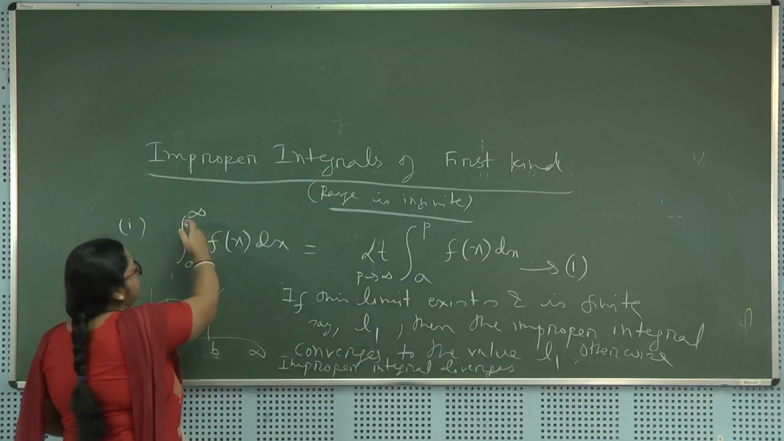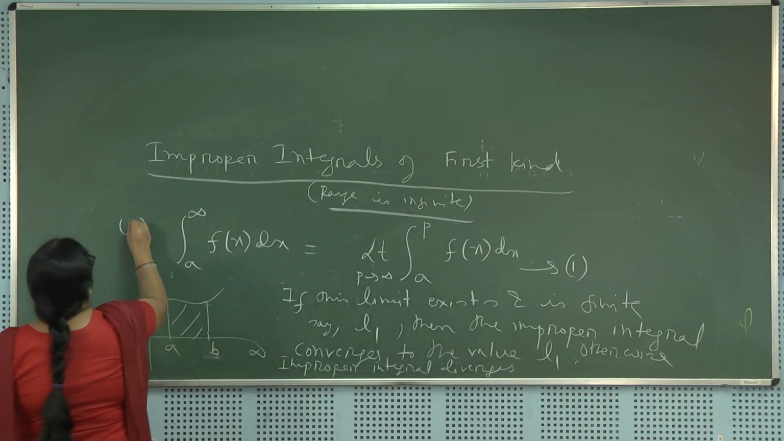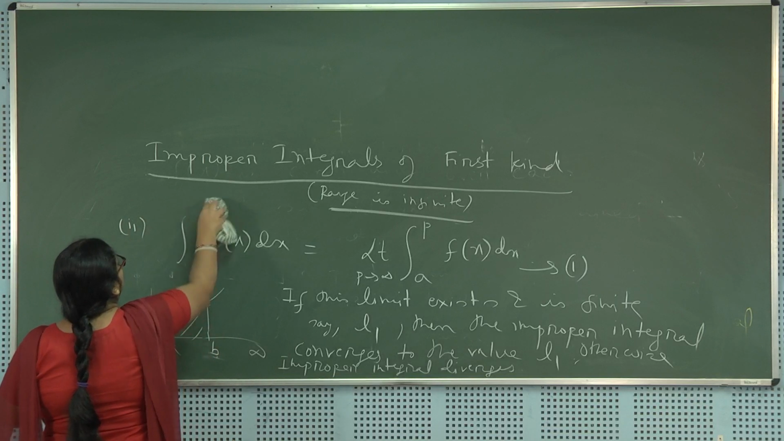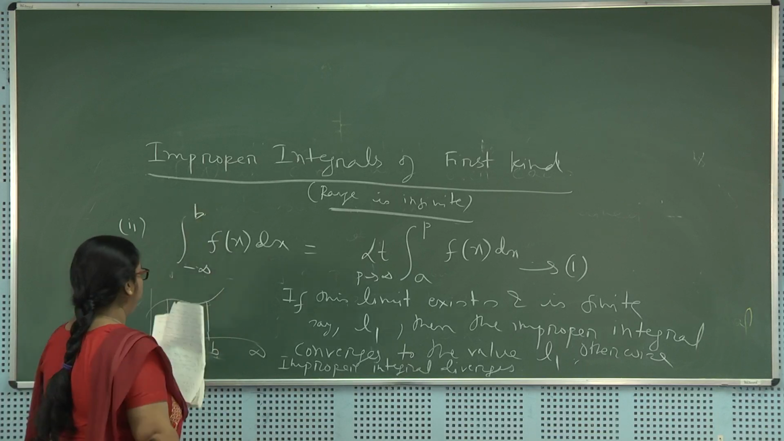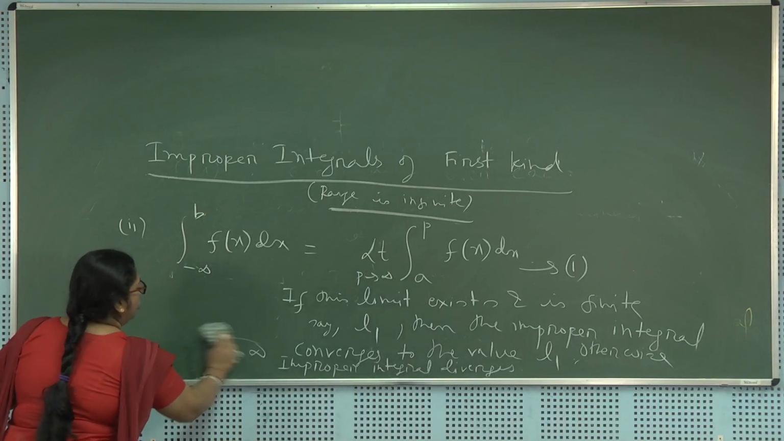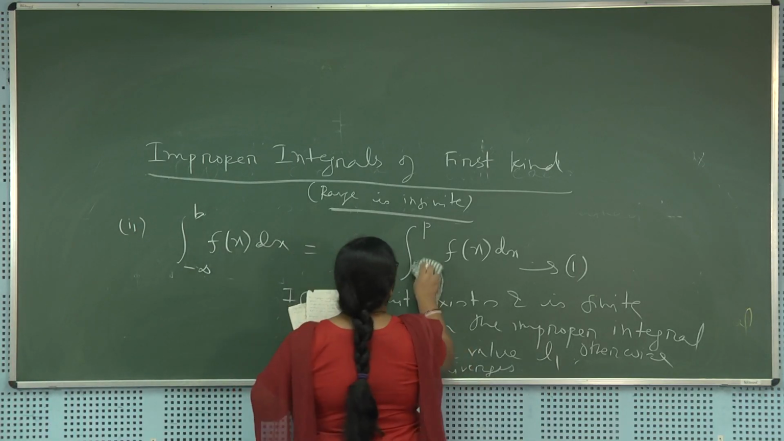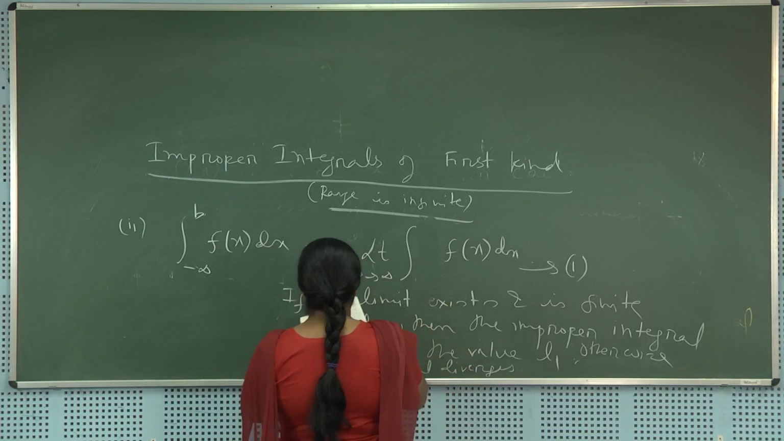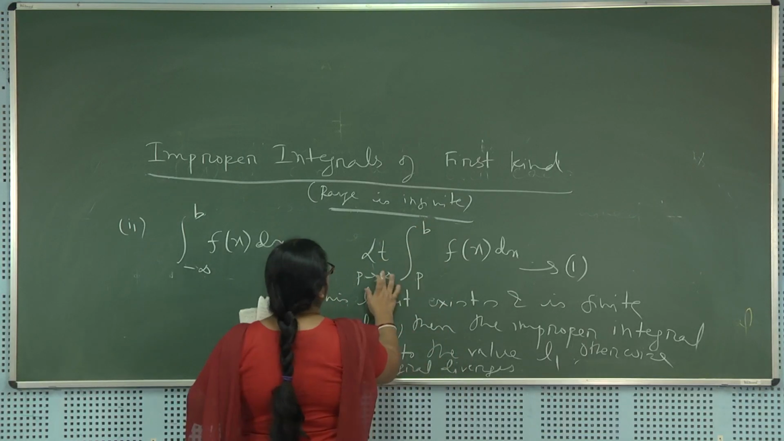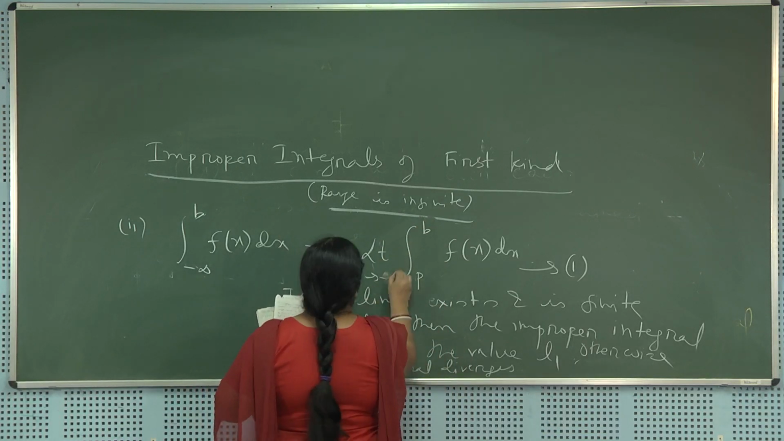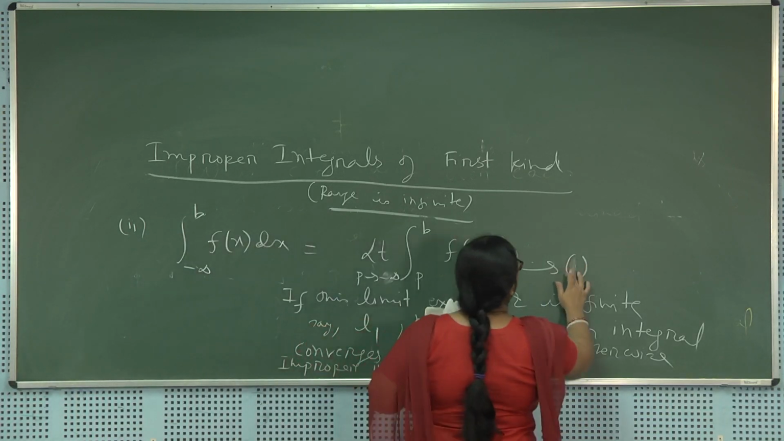So, your upper limit is infinite. The second case is when your lower limit is infinite. Here we will change the limits. So, it will be minus infinity to b f(x) dx. Here again our technique is the same, we will first try to make it a proper or definite integral. So, we will write the integral from p to b, with p tends to minus infinity, f(x) dx. Give it equation number 2.